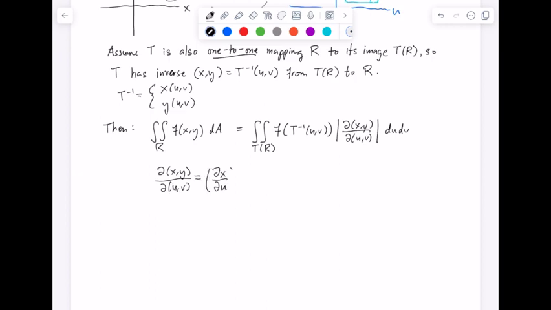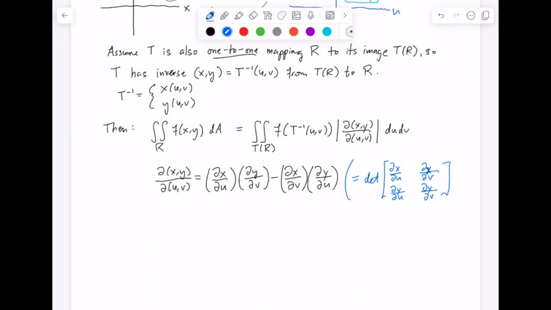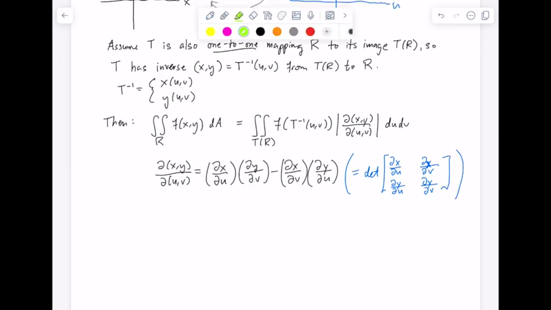And this factor is the absolute value of a quantity that we have here, which is called the Jacobian of the map T inverse. And the absolute value of this quantity is exactly the analog we need for U substitution to work in higher dimensions.